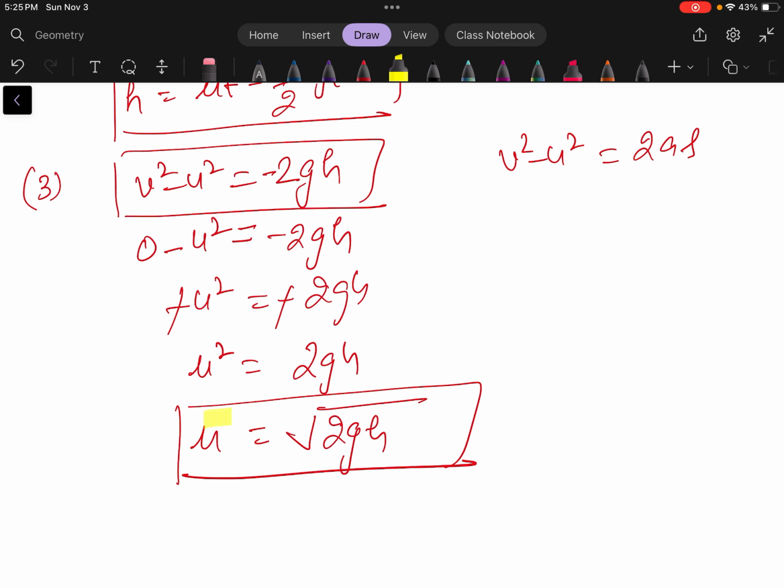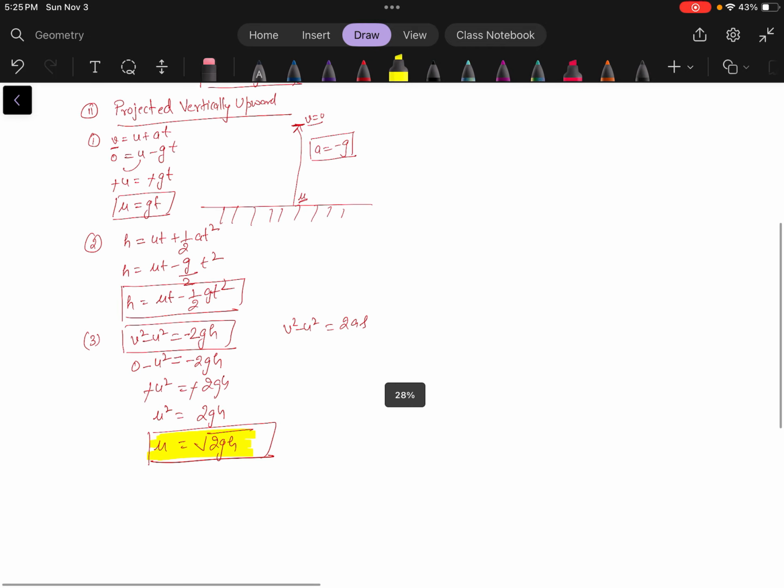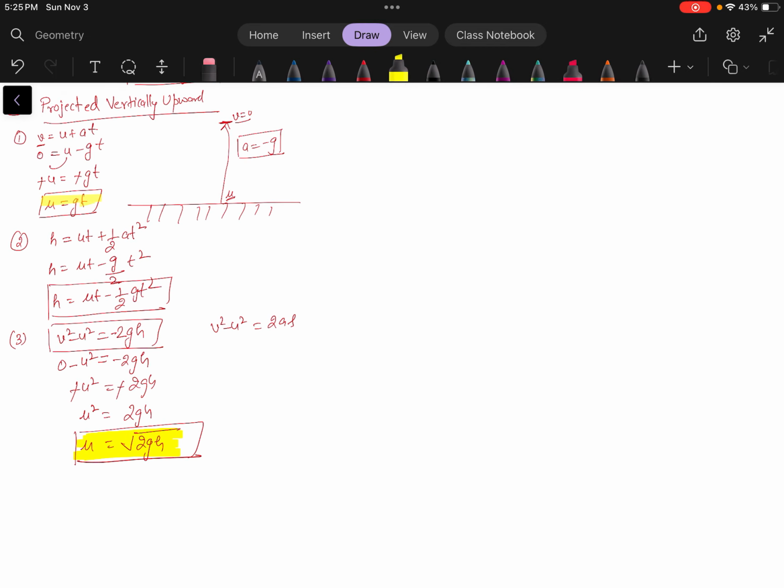So let's have a recap. When we are sending a body in the upward direction, we apply these laws of motion. This is the first equation, this is the second equation, and finally this is the third equation. Whatever we are discussing is the revision that we did last time. We already discussed all the points.